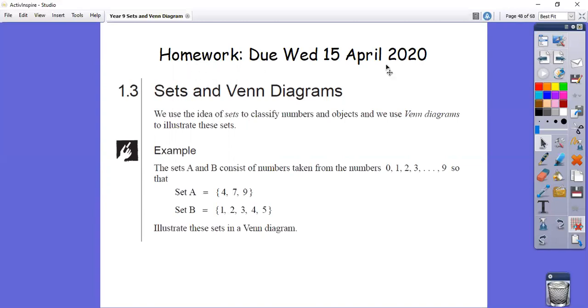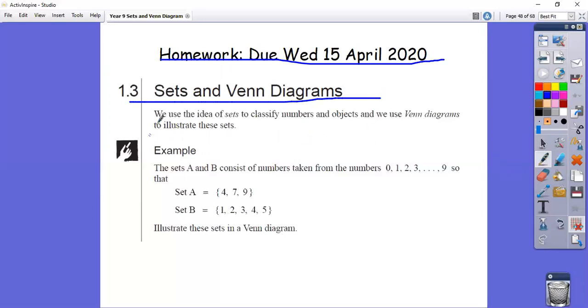Now I'm going to give you a piece of homework. Again, this is from a different source, so this will give me a chance to see how much progress you've made on this topic, and it will also give a chance for yourself to see how well you've understood this topic. This homework will be due on Wednesday, the 15th of April. Please remember to write the title, homework, and it's sets and Venn diagrams.